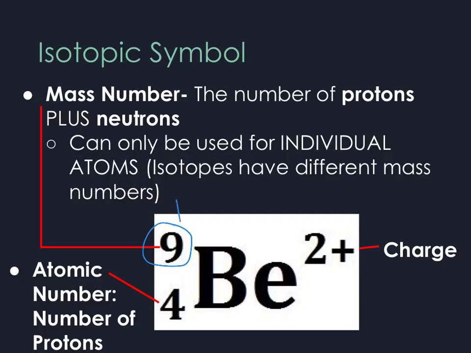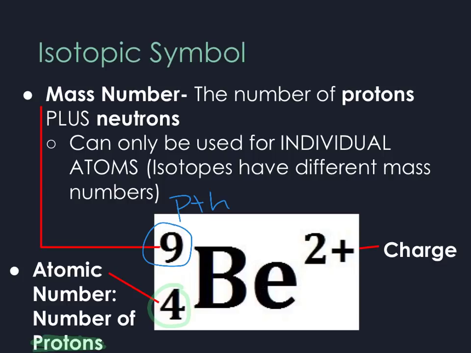Your mass number is the number of protons plus your neutrons. And then your atomic number is down here, and your atomic number is the number of protons. So I can use this symbol to figure out how many neutrons are in beryllium.